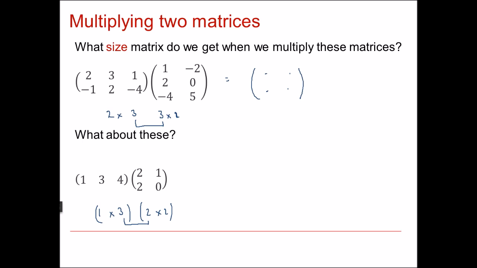So in general, the order of the matrices that we're multiplying together must be such that the second number for the first matrix, i.e. the number of elements in the row, and the first number in the second matrix must be the same.